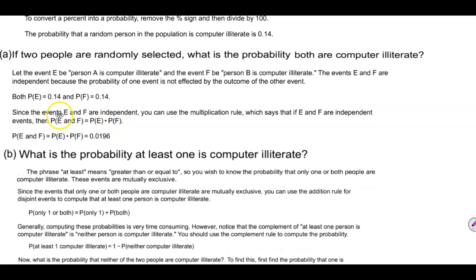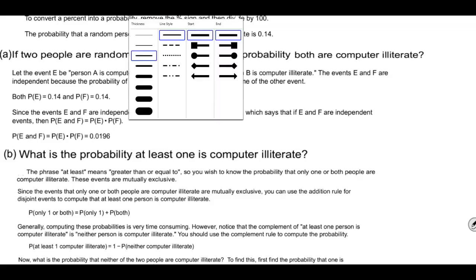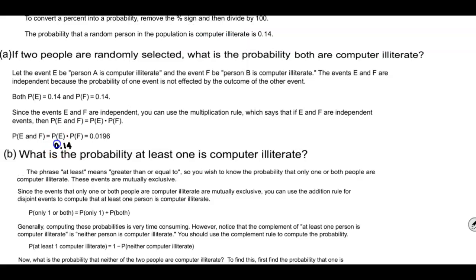And now, since these events are independent, you can use the multiplication rule. What that states is that if E and F are independent, then the probability of E and F is equal to the probability of event E times the probability of event F. So here, we're going to take the value of the probability of event E, which is 0.14, and then we're going to multiply that by the probability of event F, which is 0.14, which just gives us an answer of 0.0196.